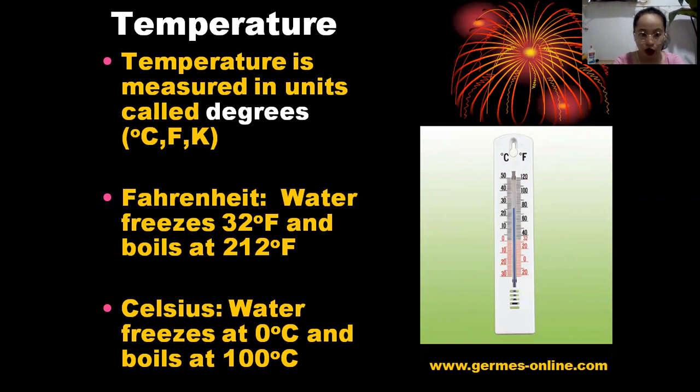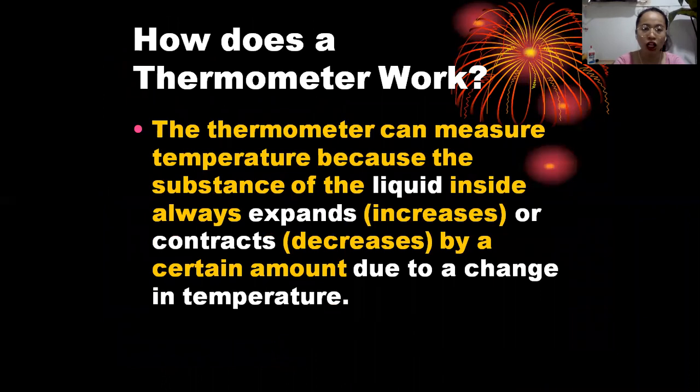So here we have the Fahrenheit. Water freezes at 32 degrees Fahrenheit. When we convert Fahrenheit into Celsius, it is 0 degrees Celsius. And it boils at 212 degrees Fahrenheit. When we convert it into Celsius, it is 100 degrees Celsius. So how does a thermometer work?